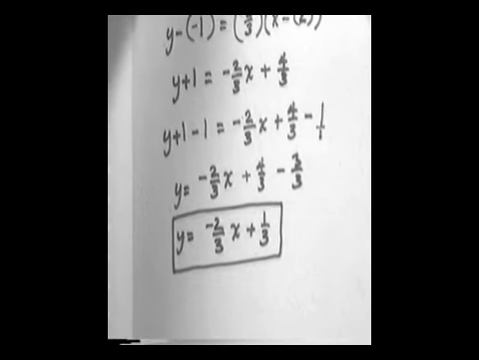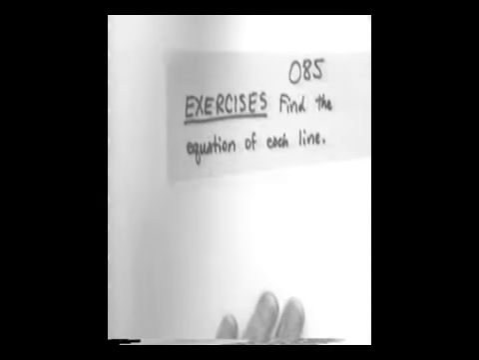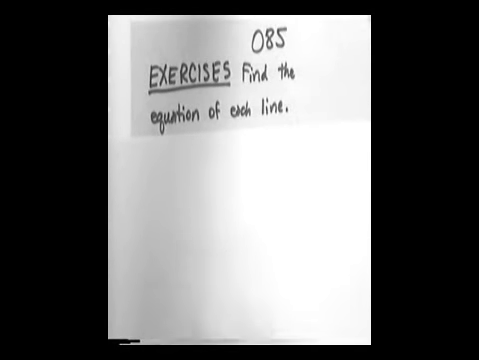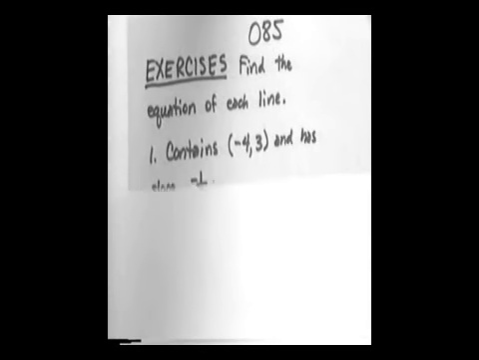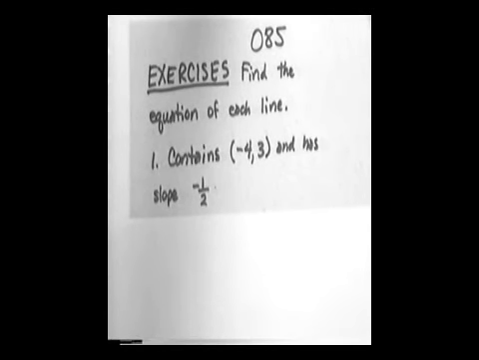Now you're ready for some exercises. In these exercises, you are to find the equation of each line, just as we did in the examples. Find the equation of each line. Exercise 1: contains negative 4, 3, and has slope negative 1/2. Contains negative 4, 3, and has slope negative 1/2.